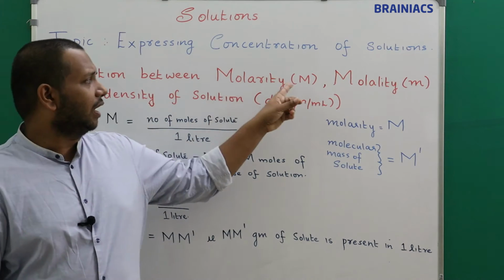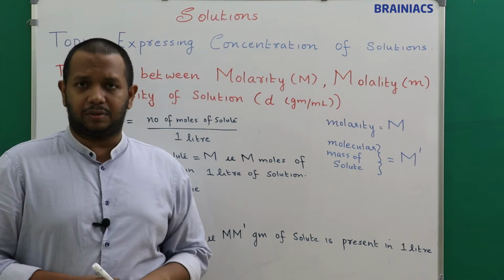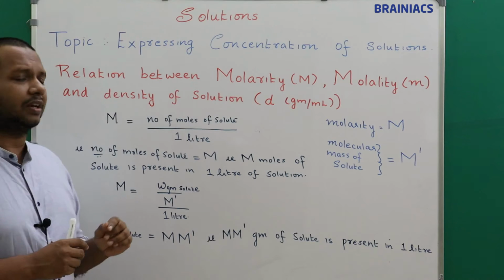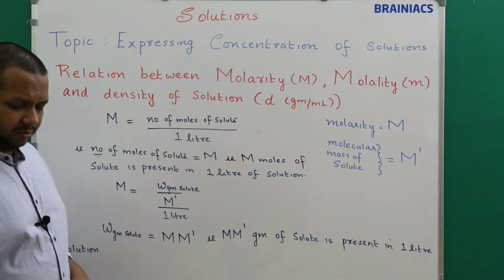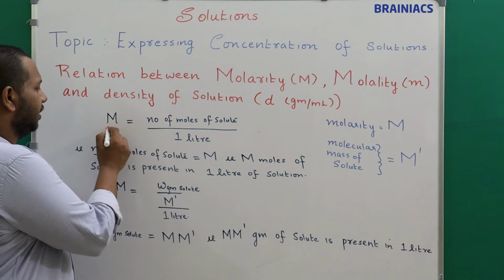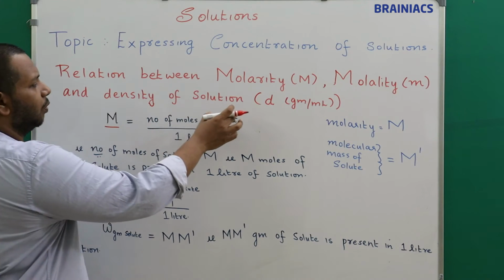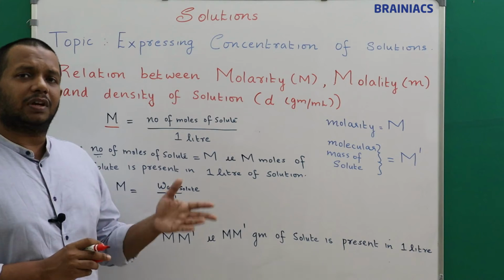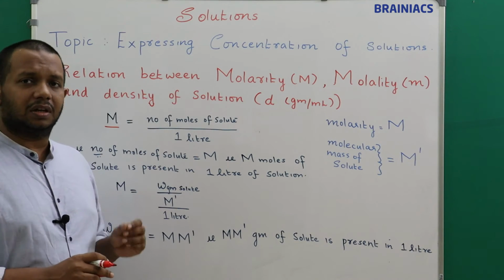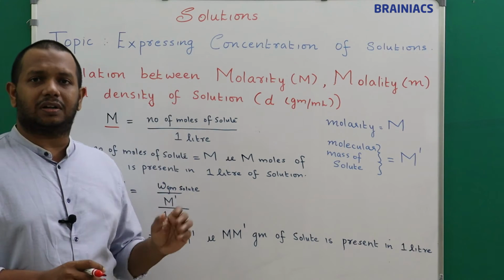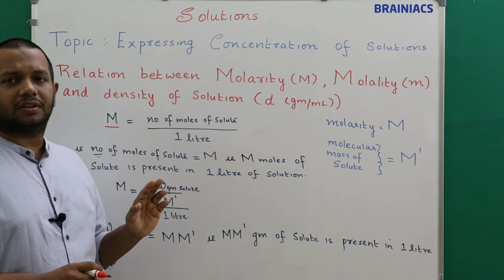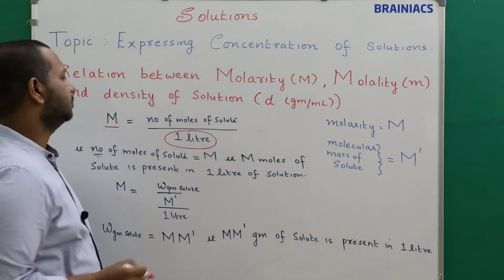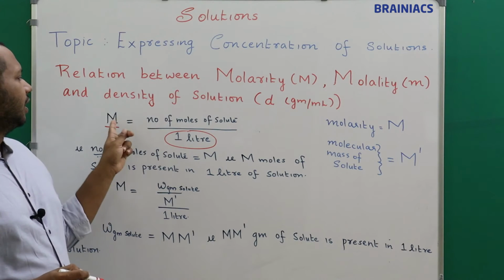We need to relate molarity, molality, and density of the solution. So I start with my fundamental concept, that is molarity. You know that molarity M is equal to number of moles of the solute divided by volume of the solution in liters. Suppose I take a 1 liter solution, since 1 molar is defined for 1 liter, then the volume of the solution will become 1 liter, correct? So now how can we rearrange this?